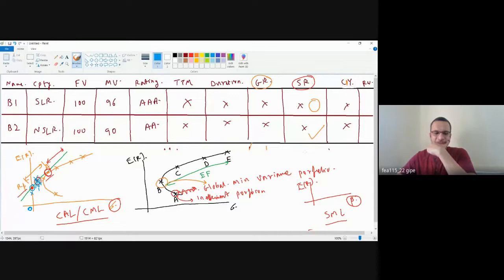Anything else which we can cover? Yeah, I think this is fine. So just some things which are related to risk. That's why we have covered it here.